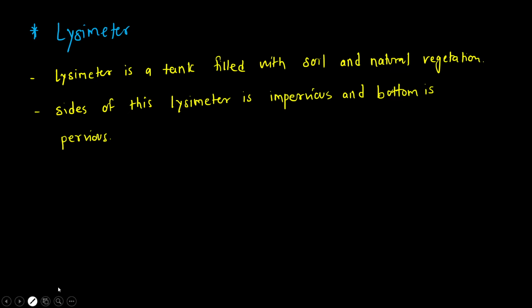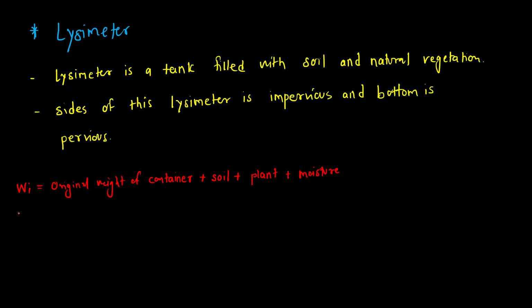So we take the initial weight of the container which has the soil and plant, and we denote that initial weight as Wi. Okay, so it is the original or initial weight of the lysimeter, or tank, or container. It includes container weight plus soil weight plus plant weight plus some moisture that is present. This is the initial weight.